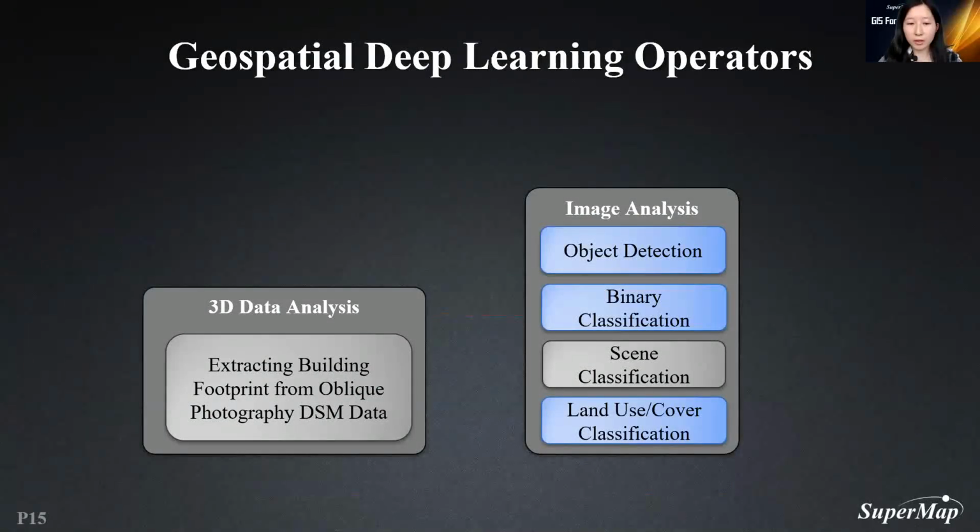For geospatial deep learning algorithms, SuperMap provides some operators as follows. It includes object detection, binary classification, scene classification, and land use classification. Because these operators are more practical and used in many related projects, we will introduce them in detail.